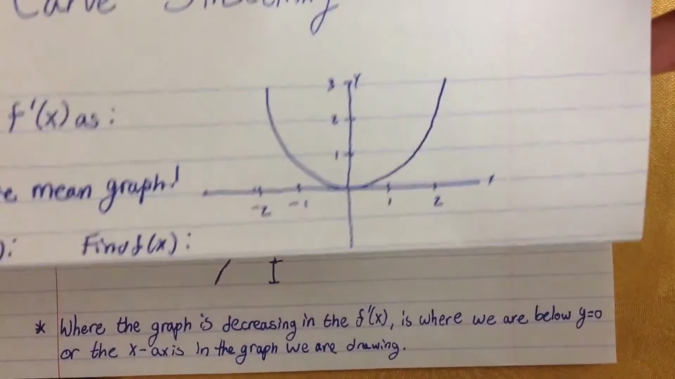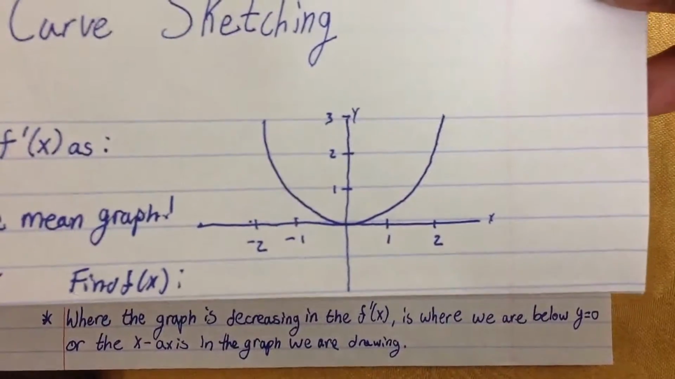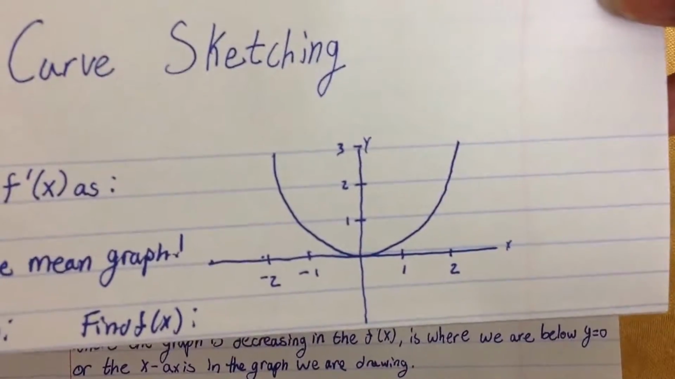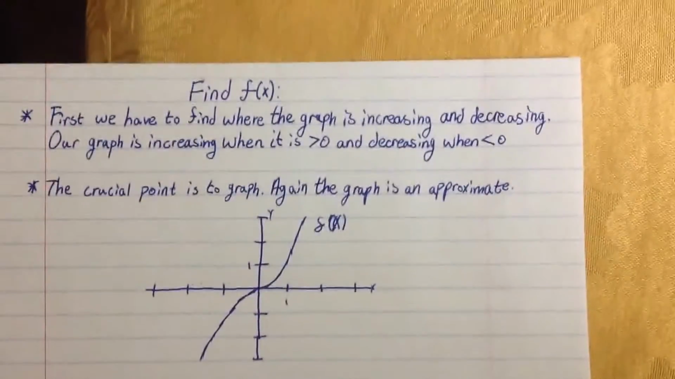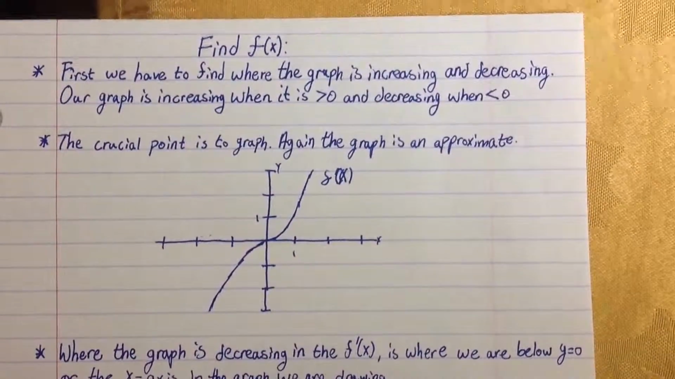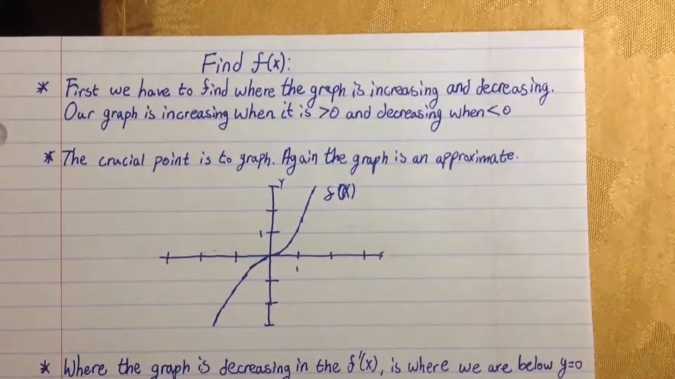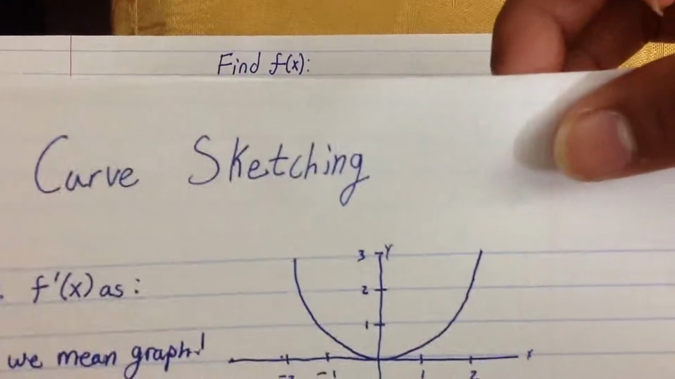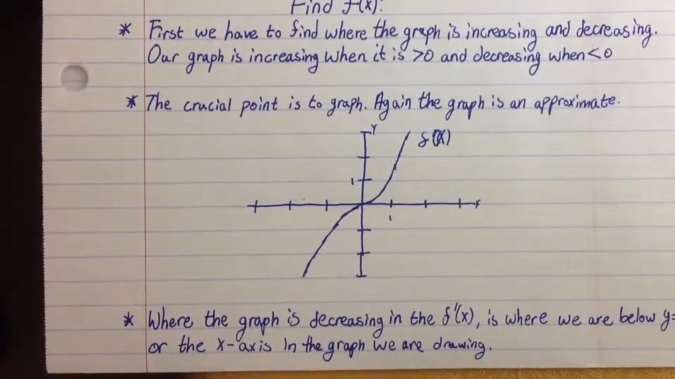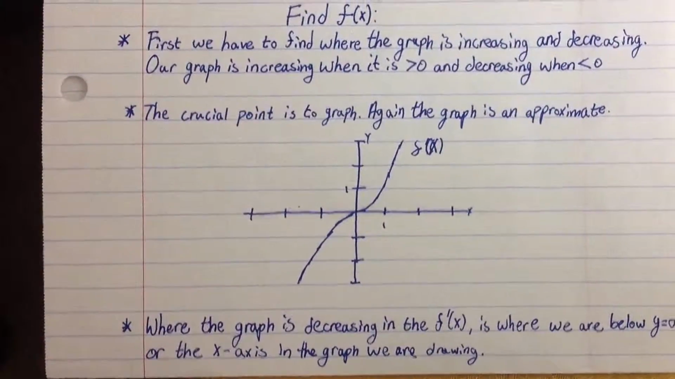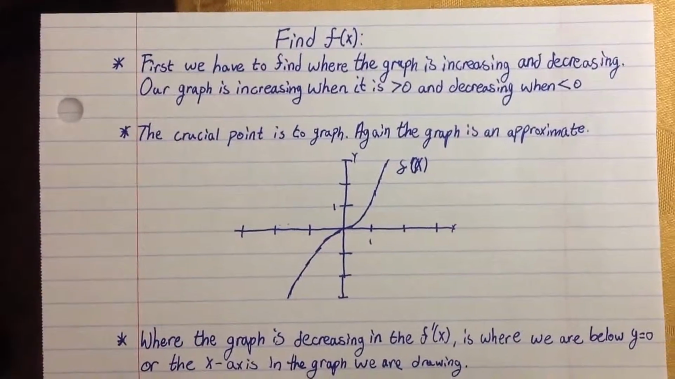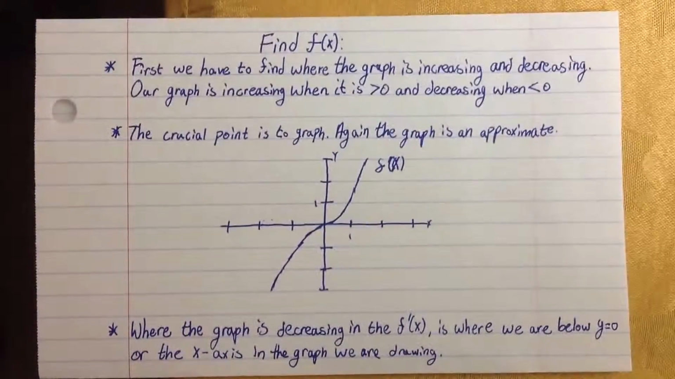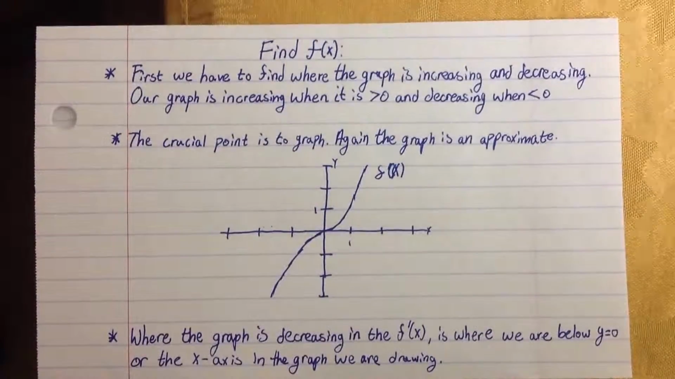So here in our original parabola, the graph is increasing from 0 to infinity, and the graph is decreasing from negative infinity to 0. So what this tells us is that in our new graph, wherever the original graph was decreasing, in our case from negative infinity to 0, we are going to have to draw it underneath the x-axis. And the opposite is true when it is increasing. We need to draw it above the x-axis.